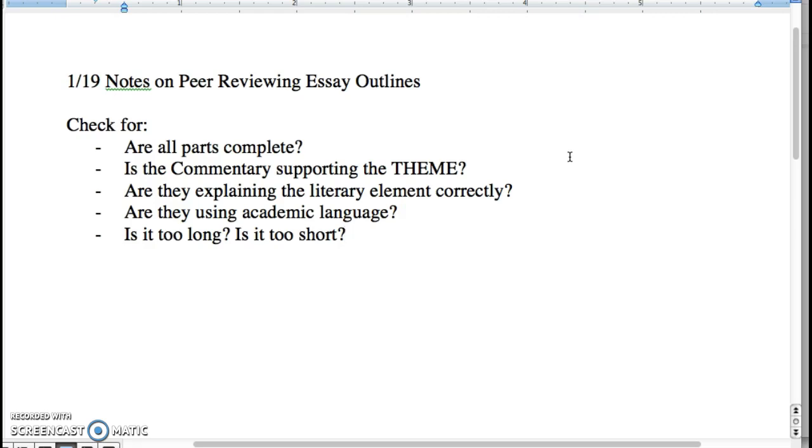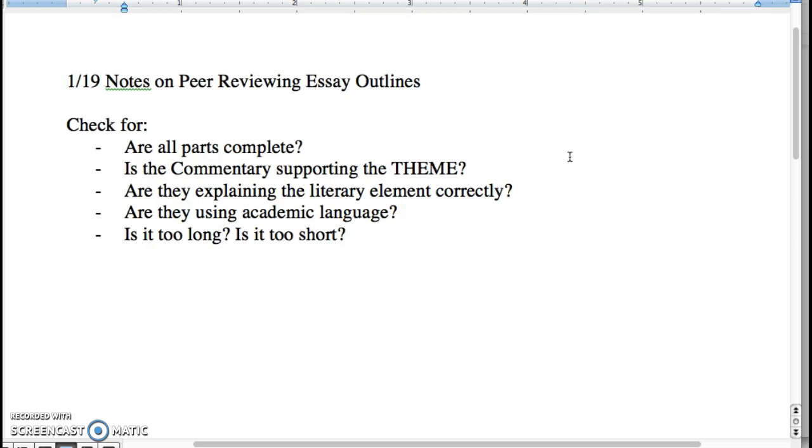I'm asking you to check for 5 things as you work as a peer reviewer today on these essay outlines. Are all the parts complete? Do they have every paragraph? Are they ready to write? The second question is, is the commentary supporting the theme? In their commentary, are they returning to the main theme that their essay is about, or are they forgetting it? Are they getting off track?